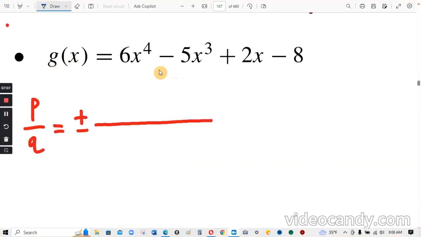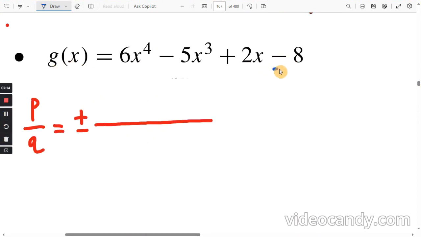All right, please pause and try this example here. And remember, for the constant term, those factors are going to be in the numerator. And for the leading coefficient, remember that those factors are going to be in the denominator. So write out the big fraction and then break it up into smaller fractions.